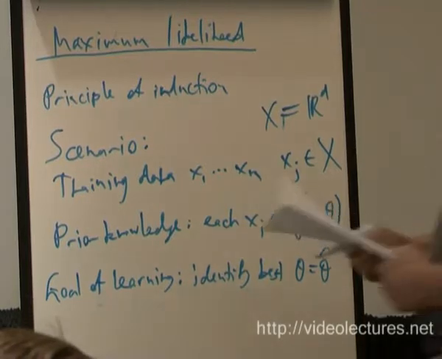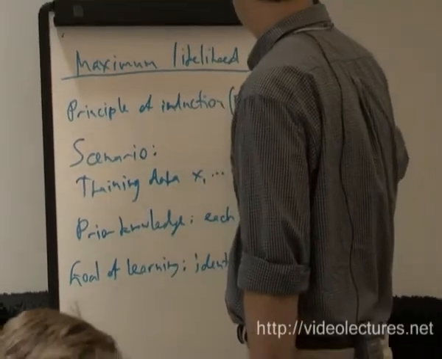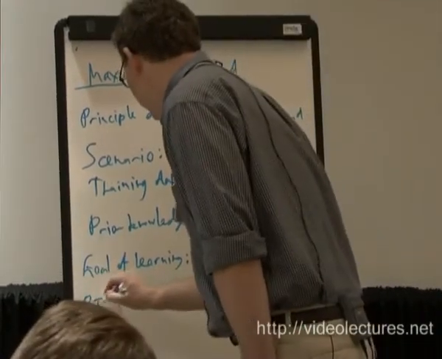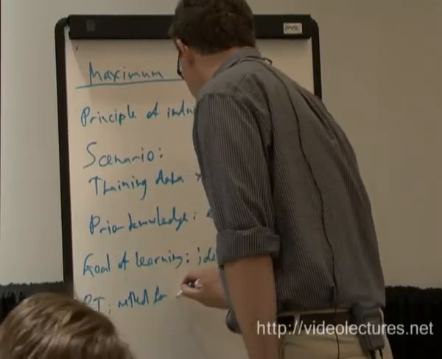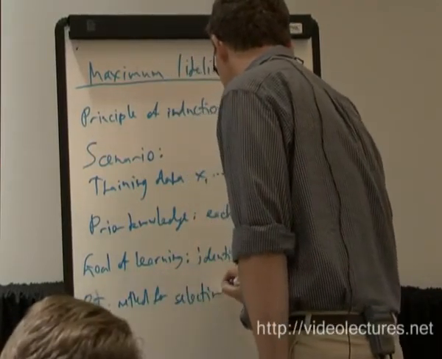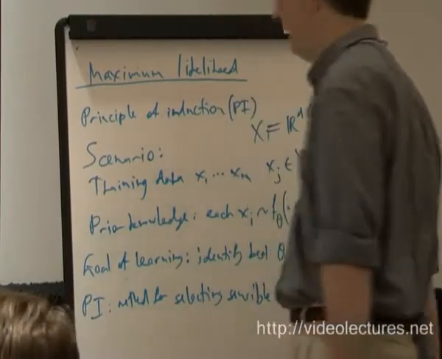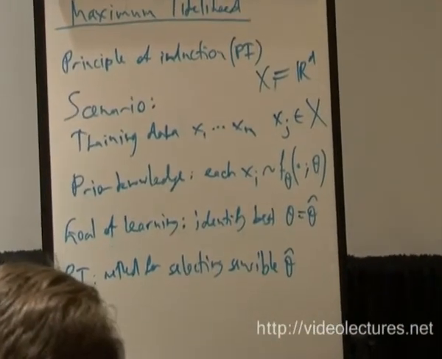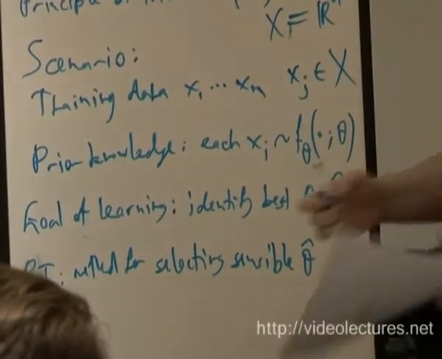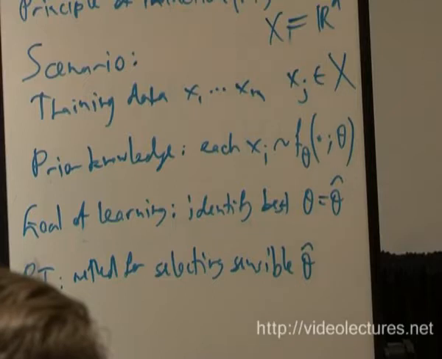And then a principle of induction, let's just call that PI, is a method for selecting a sensible theta hat, based on the data. Okay, any suggestions for what's a sensible way to choose a theta hat?